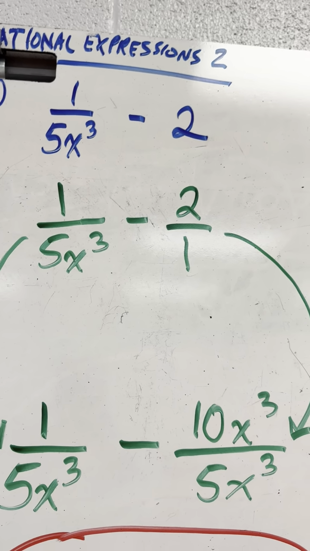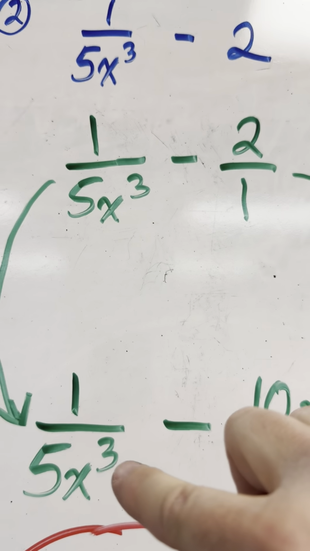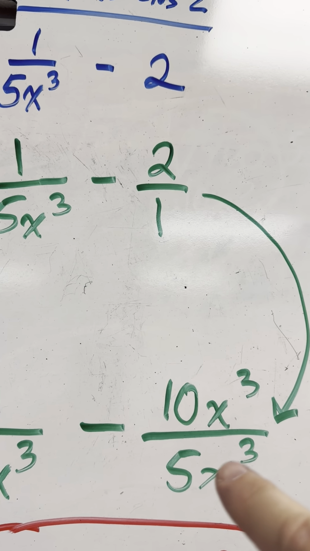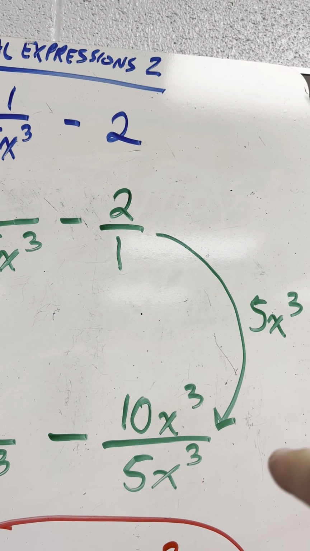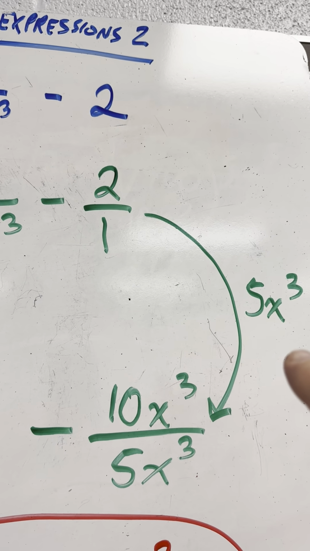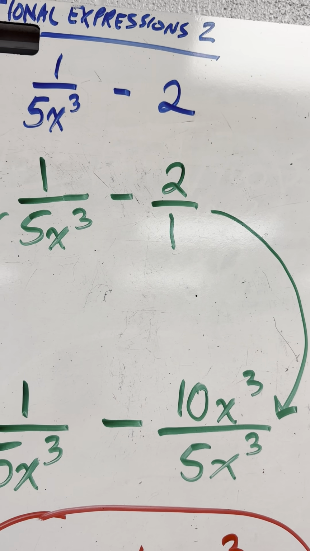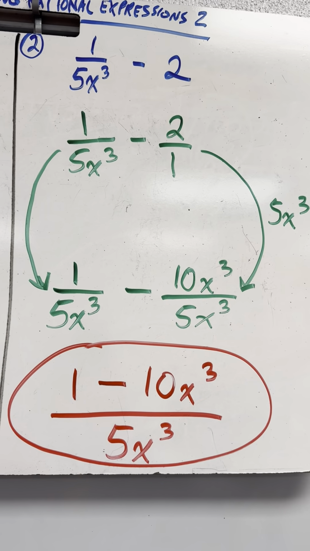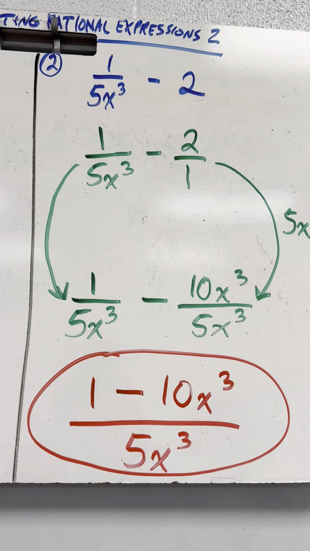So this doesn't change, so the 1, of course, doesn't change. But 1 times 5x to the third makes 5x to the third. So 2 times 5x to the third is 10x to the third. Can't combine those, so it's just 1 minus 10x to the third over 5x to the third.